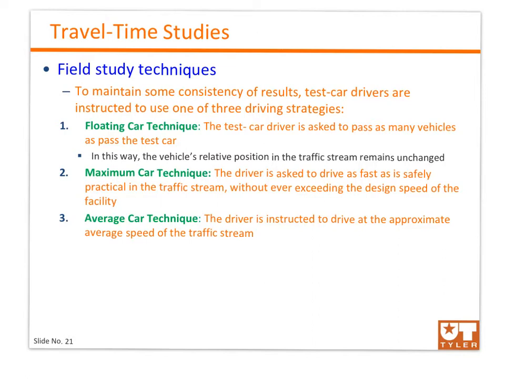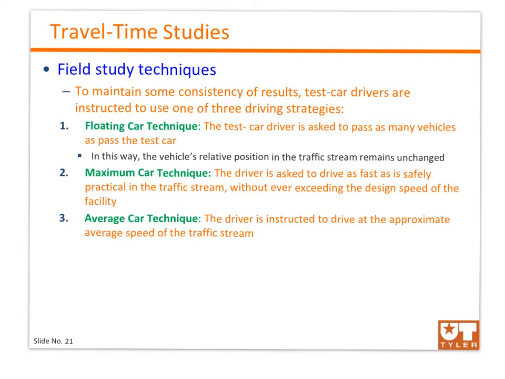With the average car technique, now we're going to ask the driver to drive at the approximate average speed of the traffic stream, which is a bit different than number 2. Number 2 is the maximum. We're going to ask the driver, for example, if the speed limit is 55, to drive at the speed limit. That means you can pass as many cars as possible.